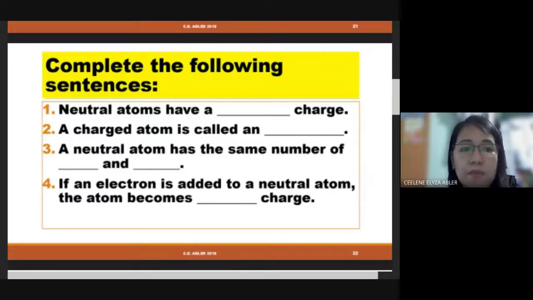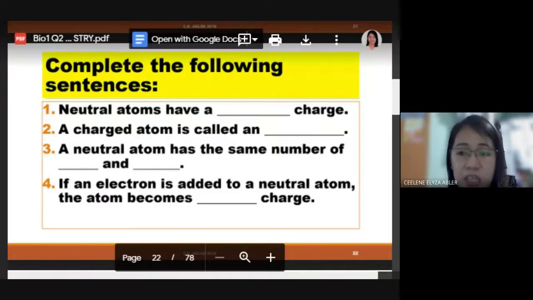For number 3, a neutral atom has the same number of what? Remember that it is neutral if the charges cancel out, the number of your protons and electrons. So it's neutral when the numbers of protons and electrons are equal. And for number 4, if an electron is added to a neutral atom, the atom becomes what? Remember that a negative is added to something that has no charge. So it becomes more negative. This is the portion you have to remember for redox reactions. Okay.